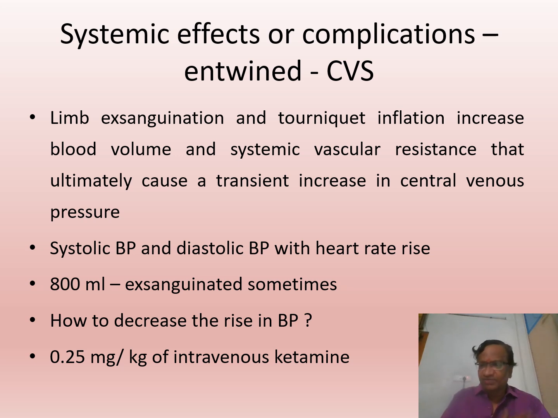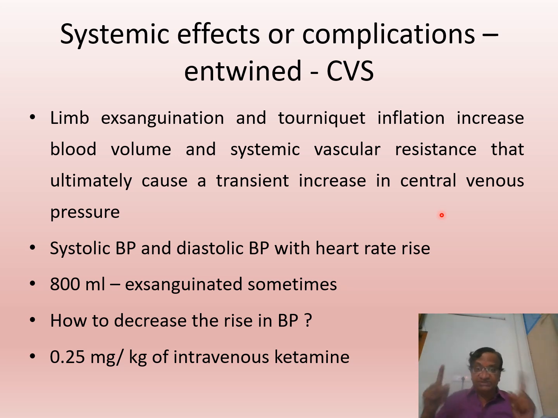Now we go to local complications, skin abrasions, what all these things we have seen, nerve injuries. What are the systemic effects in CVS? Already we have told severe malignant hypertension, beware of tourniquet. Because of limb exsanguination and tourniquet inflation, if you exsanguinate and inflate, your BP is going to rise, SVR is going to rise, CVP is going to rise, heart rate is going to rise. Sometimes 300 ml will go. In lower limbs, 600 ml will go.